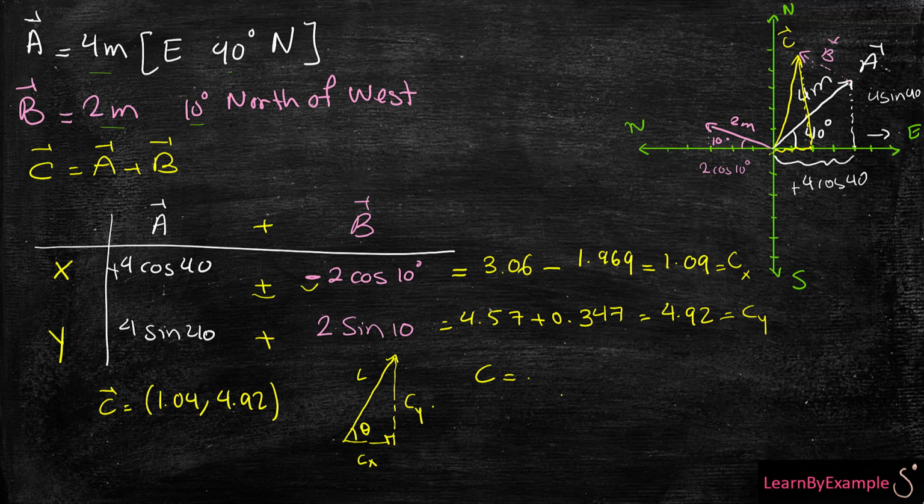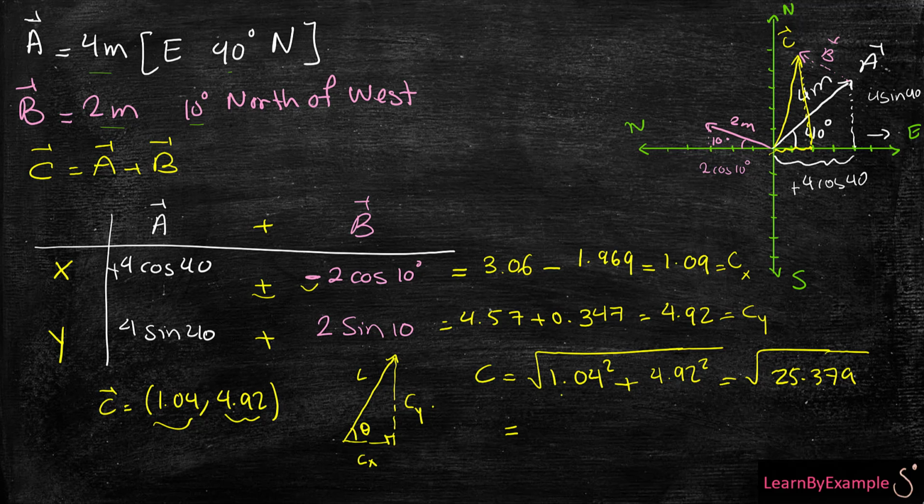So my vector C is basically the square root of 1.04 to the power of 2, which is here, plus 4.92 to the power of 2, which is right here. And then we take the square root of it, and this actually is equal to 25.379. And then once you take the square root of it, it's roughly equal to 5. So the magnitude of my vector C is 5 meters. Don't forget the unit. Now, in order to get the theta here and the direction, because a vector needs a magnitude and a direction, right? So this is just the magnitude.